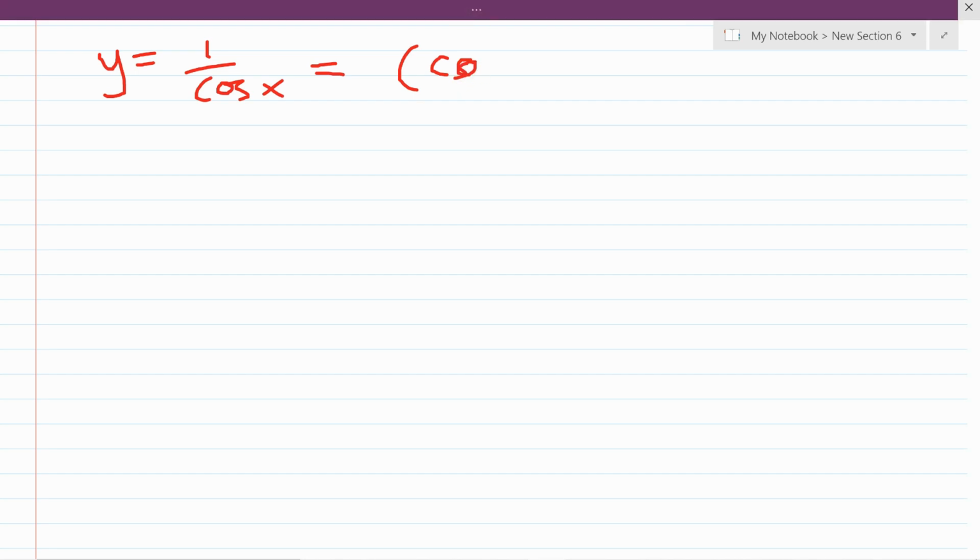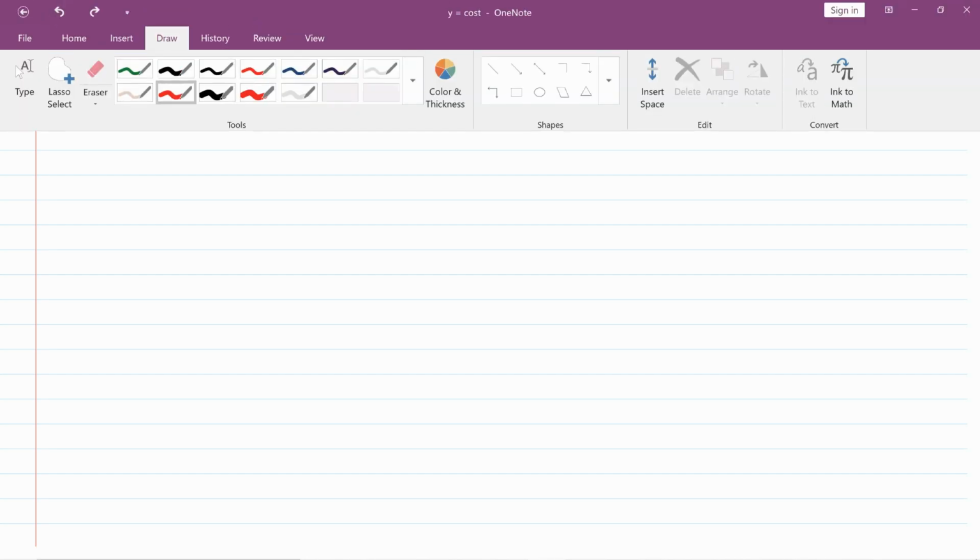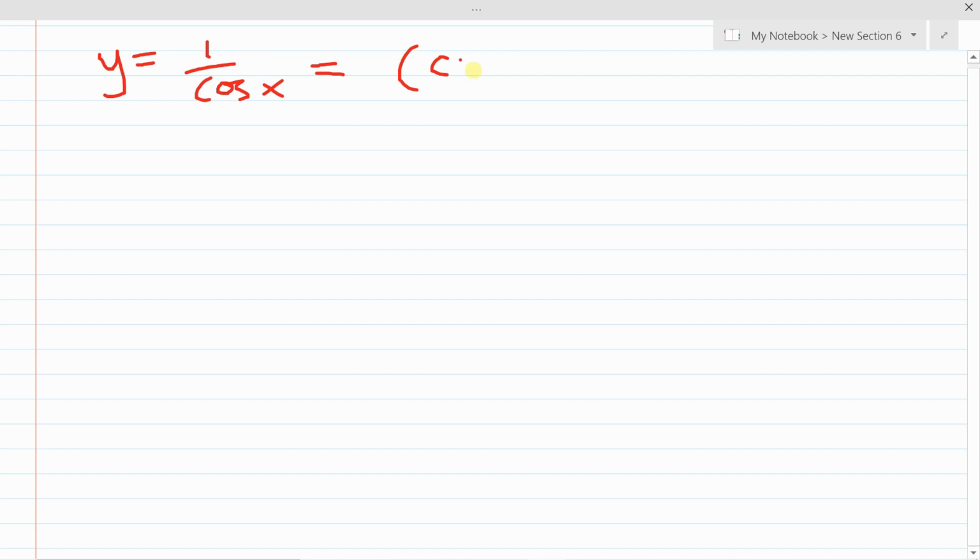Alright, so what if we have y is equal to 1 over cos x, which is the same as secant of x? I'm writing it this way so that we know how to differentiate it properly: y equals (cos x) to the negative 1.